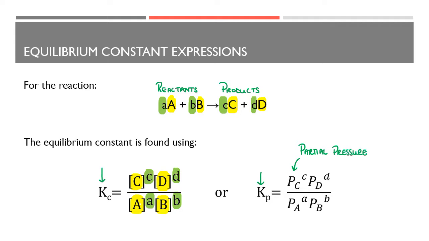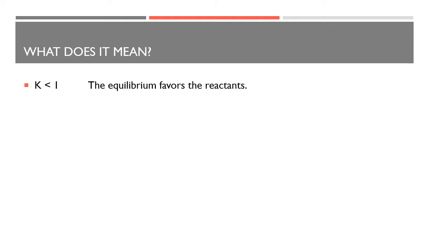So the partial pressure of one of the products raised to the power of its coefficient times the partial pressure of another product raised to the power of its coefficient, all over the partial pressure of a reactant raised to the power of its coefficient times the partial pressure of another reactant to the power of its coefficient. So what does this all mean?